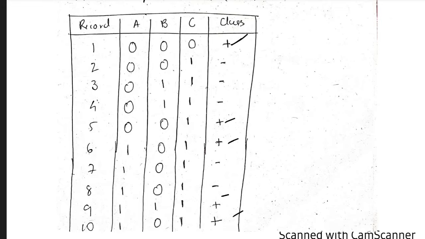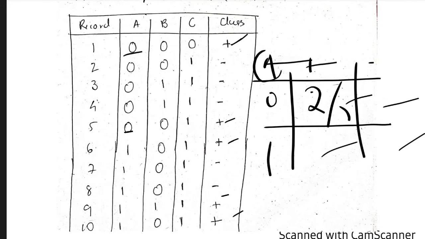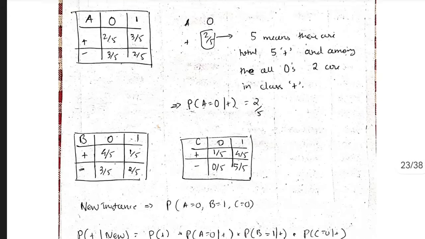In A, how many 0 are there? 1, 2, 2 only. 2 out of how many plus were there? 5. Got it? What I am writing is the same as the previous one. Calculate this for A, B and C also, and I'll obtain 3 tables.